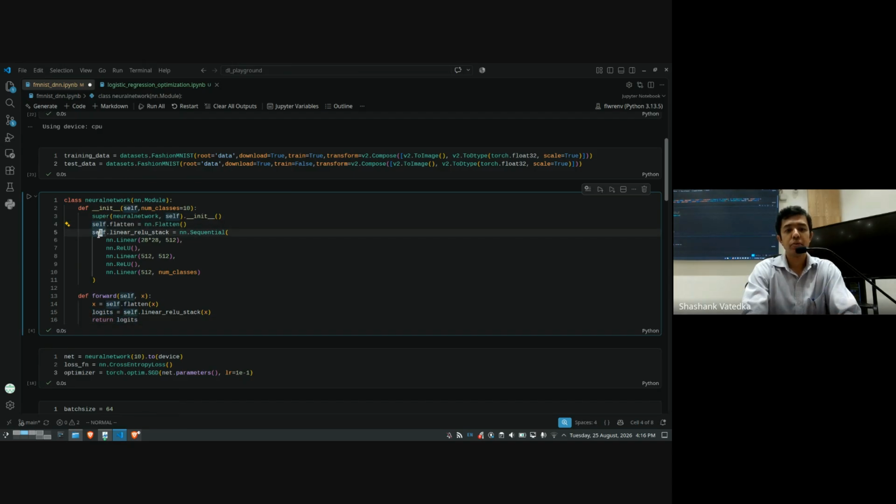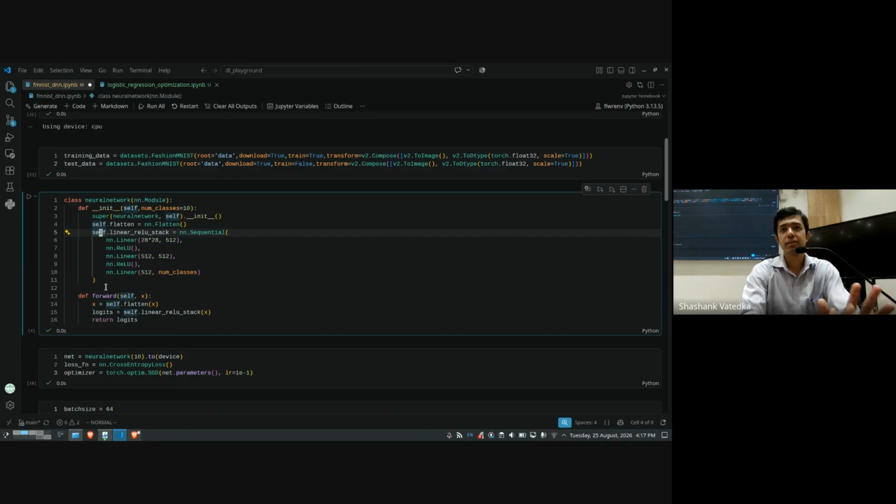Now a side note is that instead of putting all of these layers within one stack, I've defined nn.Sequential, which means apply these sequentially. I could split this into two parts. I could say self.stack1 and self.stack2, and then apply stack1 followed by stack2.